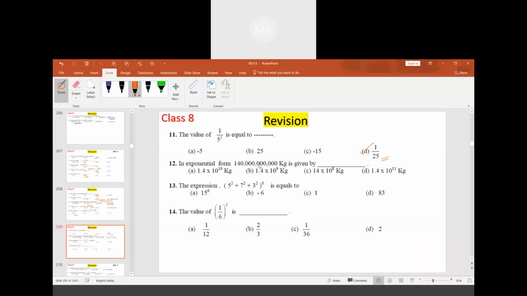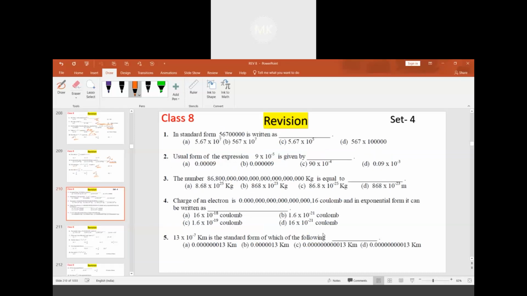Option D. 6.4 into 10 to the power of 11. It's a repeated question. So 1 by 6 square is 1 by 36. Next set of questions, the standard form.